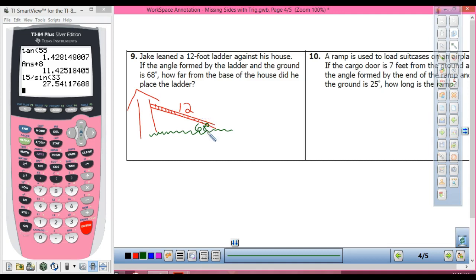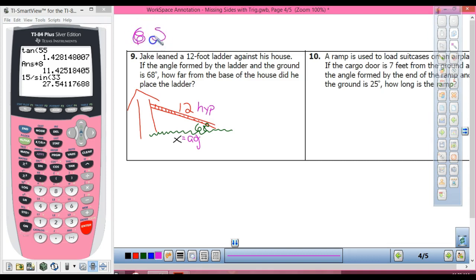Is how big? 68. It says how far from the base of the house did he place the ladder? So we want x down here, right? So what am I going to use? Sine, cosine, or tangent? Cosine, right? This is my adjacent, this is my hypotenuse. Are we all understanding how to find if I'm using sine, cosine, or tangent?